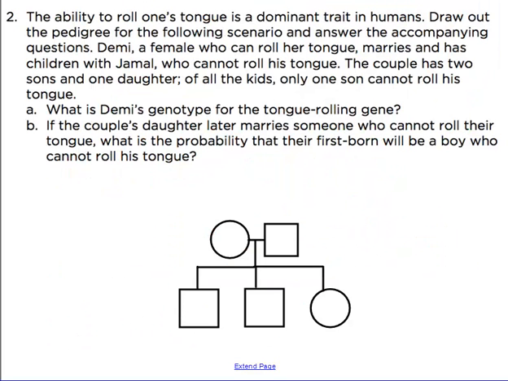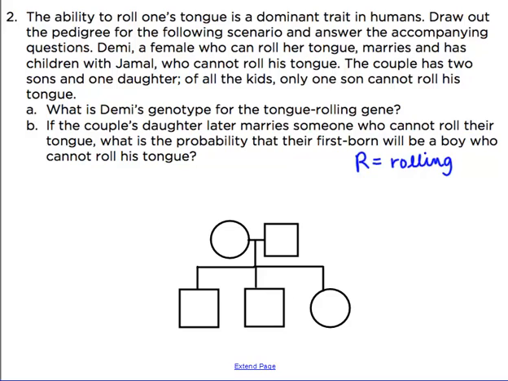Question 2 says that the ability to roll one's tongue is a dominant trait in humans. Draw out the pedigree for the following scenario and answer the accompanying questions. Demi, a female who can roll her tongue, marries and has children with Jamal, who cannot roll his tongue. The couple has 2 sons and 1 daughter. Of all the kids, only 1 son cannot roll his tongue. So let's take account of what information they're giving us. They say that the ability to roll your tongue is dominant, so let's define that as big R, and we'll say that is rolling tongue.